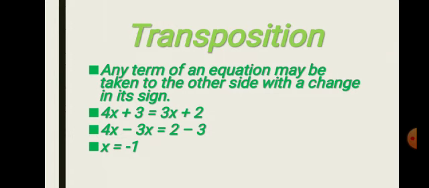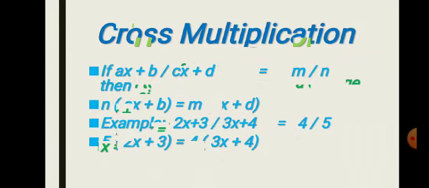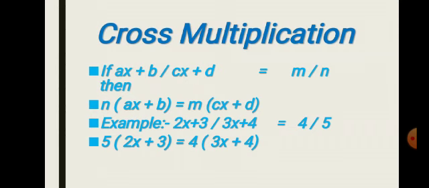This is the method by which we can solve our equation. That method is called transposition. The next is cross multiplying. If ax plus b upon cx plus d is equal to m upon n, then n is multiplied with ax plus b is equal to m multiplied by cx plus d.